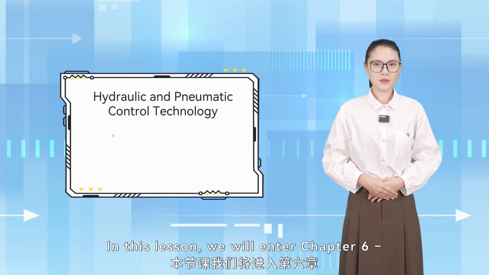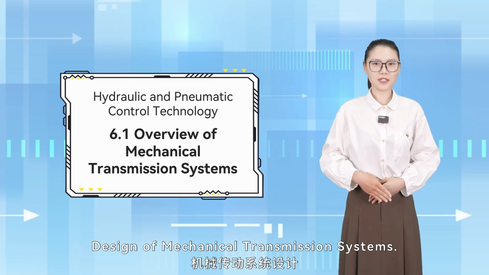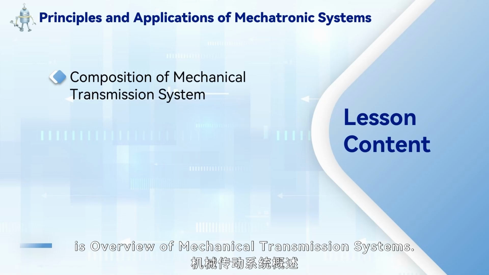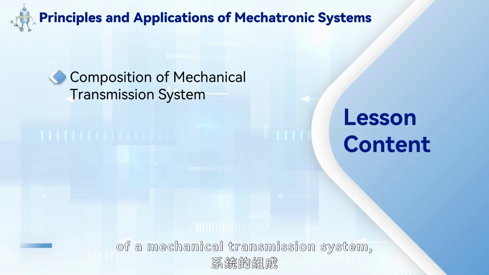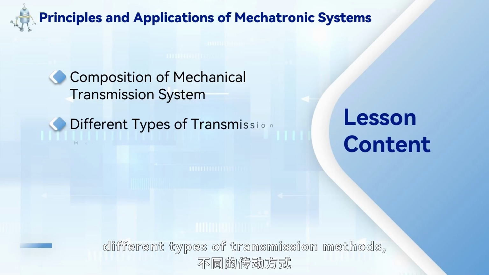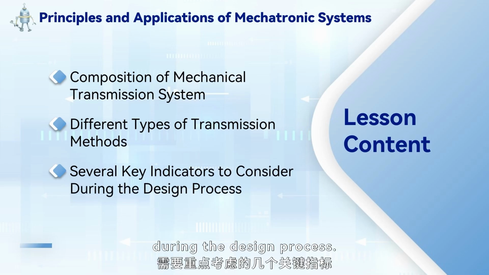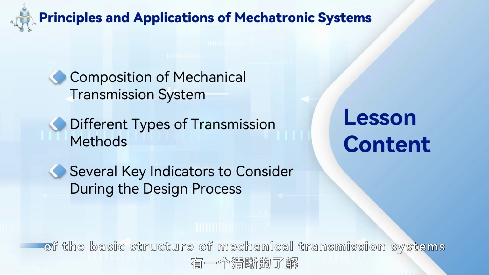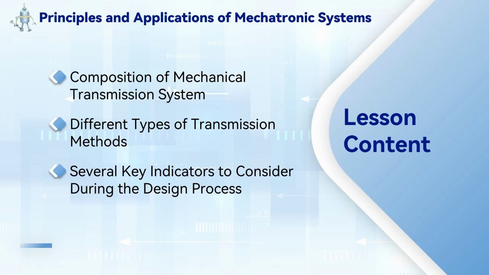In this lesson, we will enter Chapter 6, Design of Mechanical Transmission Systems. Today's topic is Overview of Mechanical Transmission Systems. This section covers the components of a mechanical transmission system, different types of transmission methods, and several key indicators to consider during the design process. I hope by the end of this chapter, you will have a clear understanding of the basic structure of mechanical transmission systems and master the core concepts in their design and application.